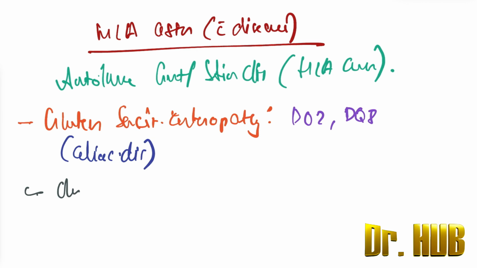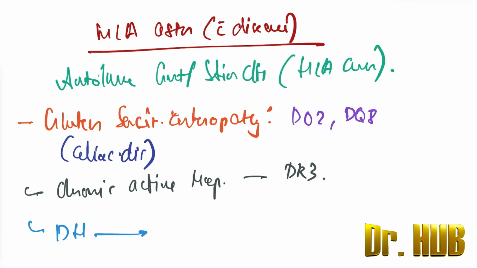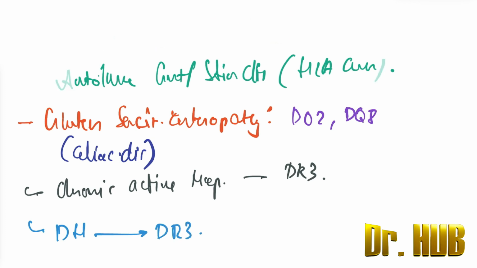Then comes the chronic active hepatitis. So this includes the DR3. Then comes the dermatitis herpetiformis, that includes the DR3 as well. Next is the SLE. SLE is also DR3.